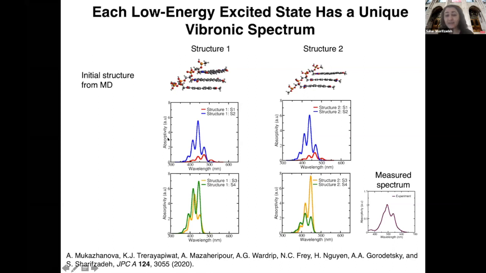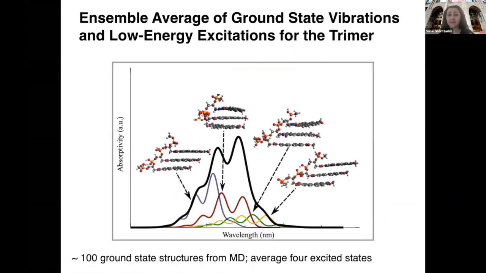So what we find is that we need to consider ground state vibrations. We also need to consider multiple excited states. And so when we actually want to compare to the experiment, we take an ensemble average of all the nearly degenerate excited states and all nearly degenerate ground state structures, and we get an averaged optical absorption spectrum.